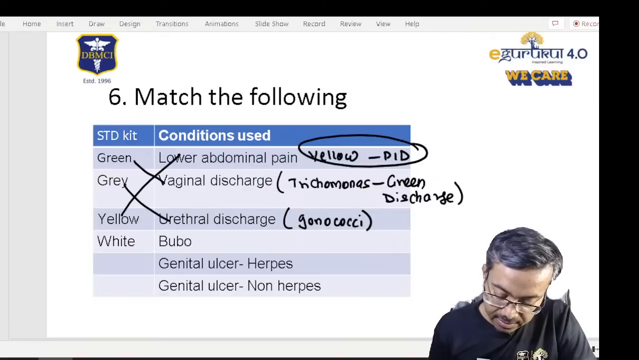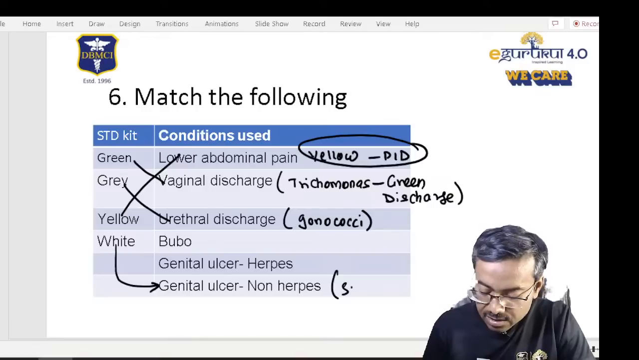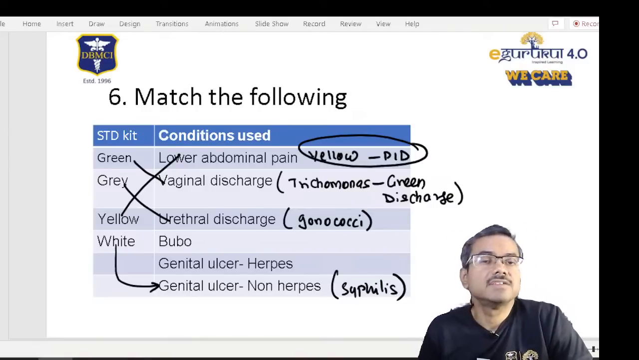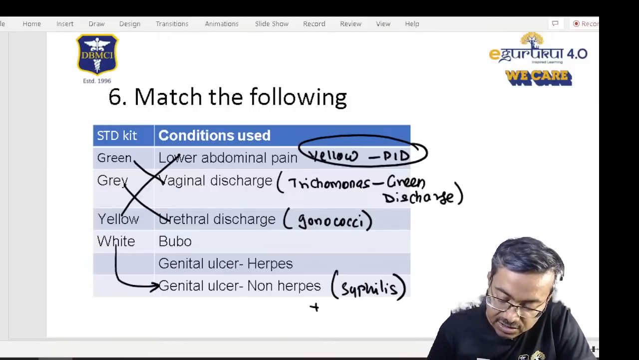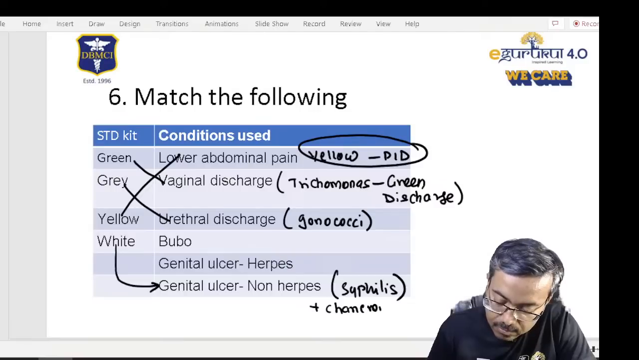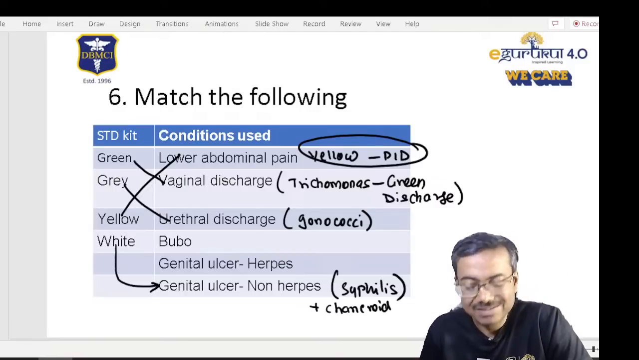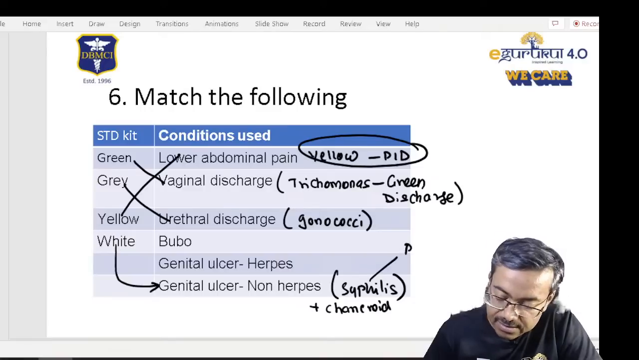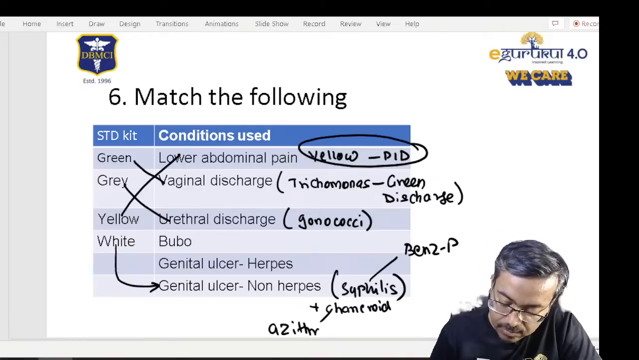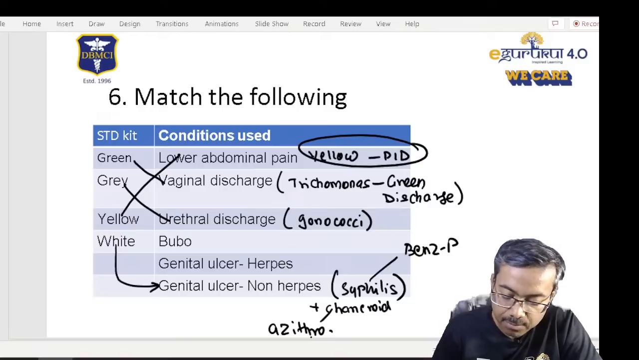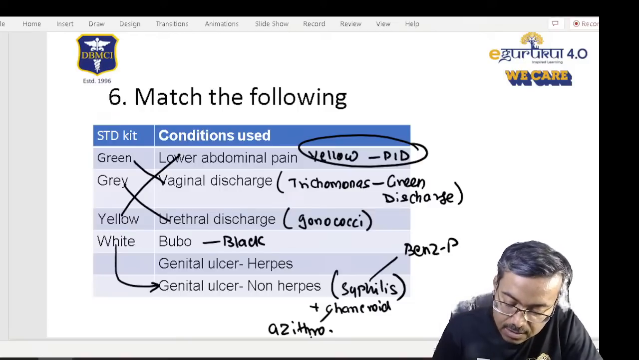Now white kit is genital ulcer, non-herpes, because white is syphilis. Okay, white covers syphilis and chancroid. Syphilis gets benzathine penicillin, chancroid gets azithromycin. So this is now the kit that we have. Bubo, we know it will be black. Genital ulcer herpes will be red.